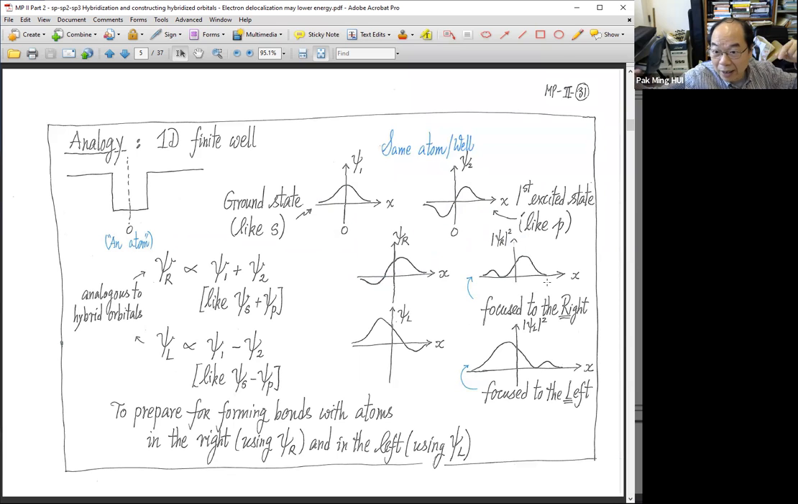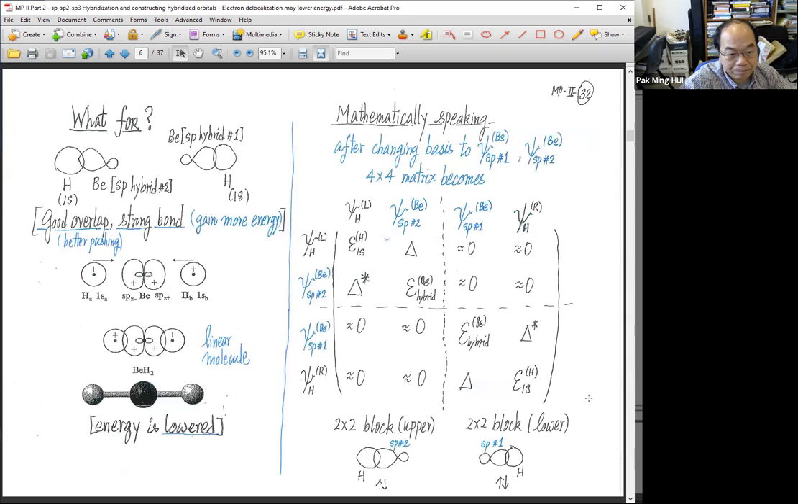Now stretch your mind, use a barbecue fork, and then rotate it, it becomes something like that, quite like the hybridized orbital. Similarly, you subtract side 2 from side 1, you get the opposite side, okay? So these are the hybridized sp orbitals.